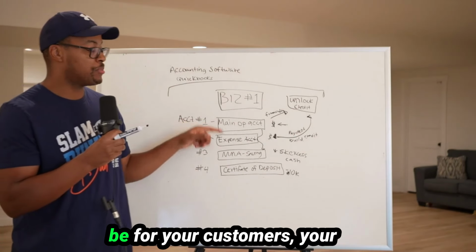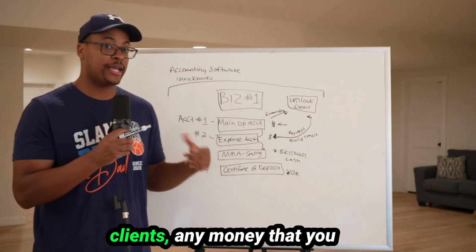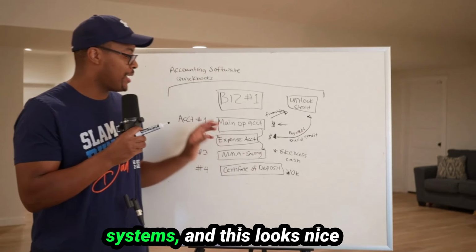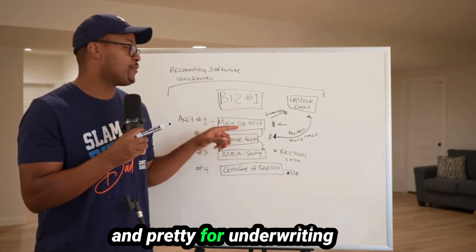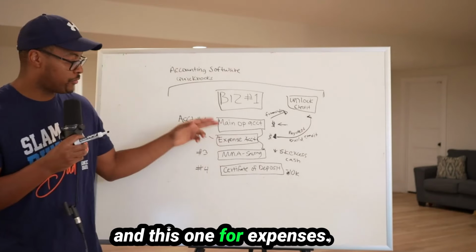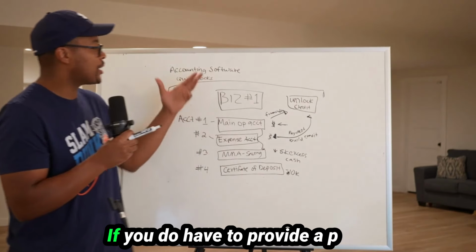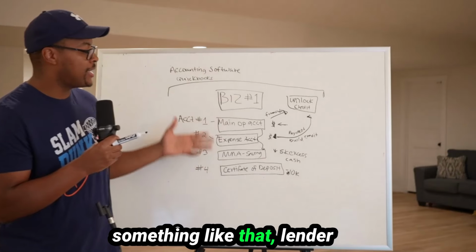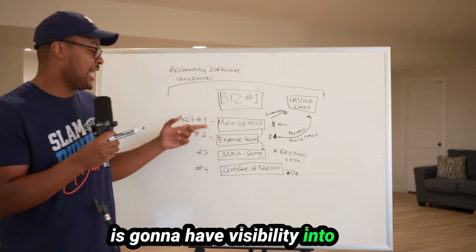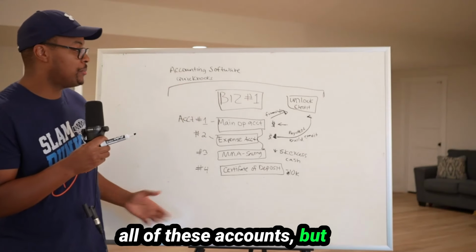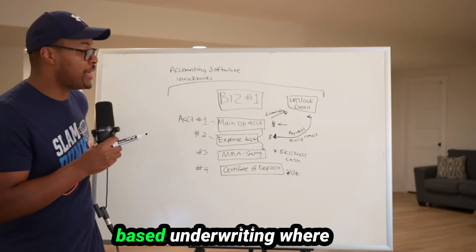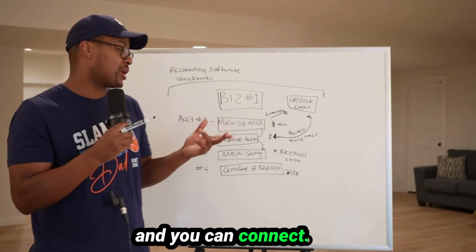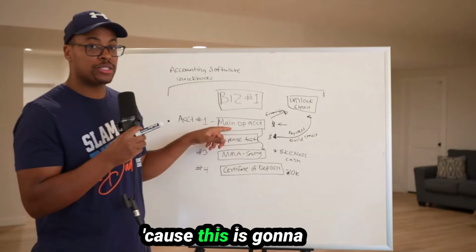And this account should just be for your customers, your clients, any money that you have flowing in, whether that's through invoices, POS systems. And this looks nice and pretty for underwriting, and this one for expenses. Now, ultimately, if you do have to provide a P&L or a balance sheet or something like that, the lender is going to have visibility into all of these accounts. But from, let's say, a cash flow based underwriting where you just connect an account, and sometimes it's only one account you could connect, this is the account you want to use because this is going to look favorable.